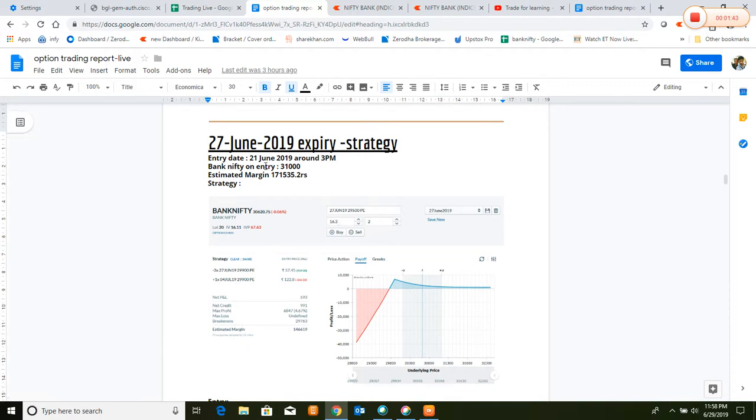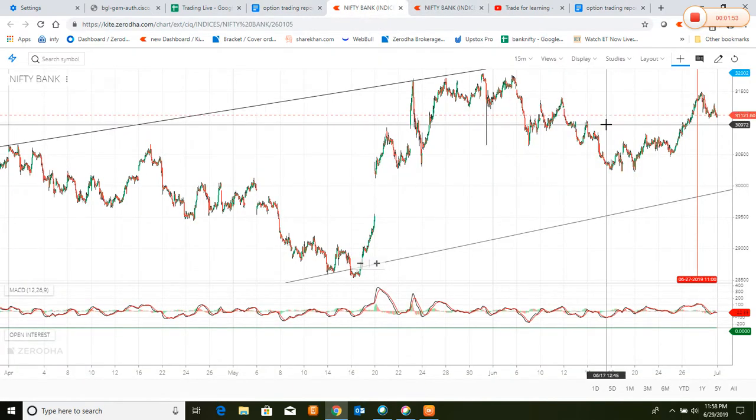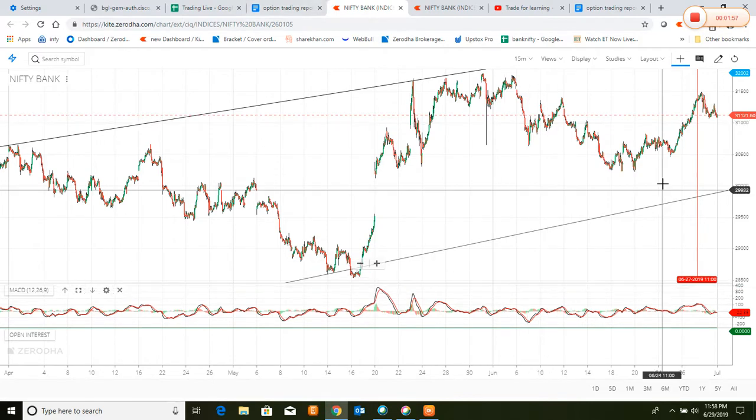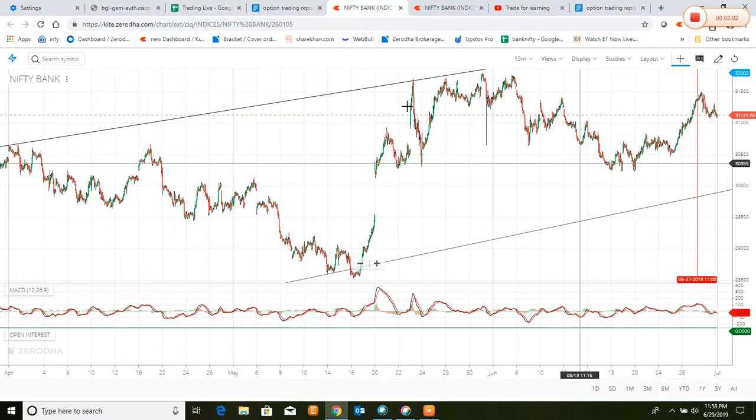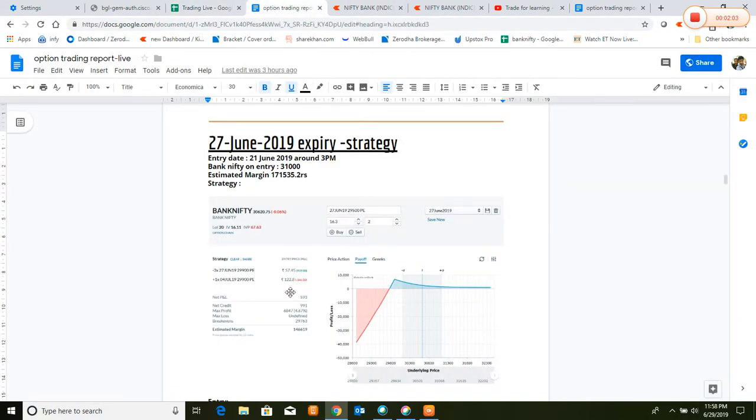On 21st June around 3 p.m. we executed the strategy, and the market was trading around 31,000, somewhere here. The estimated margin was around 1,71,000. And this is the strategy we built.